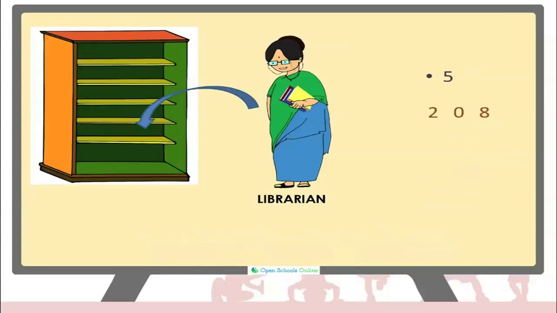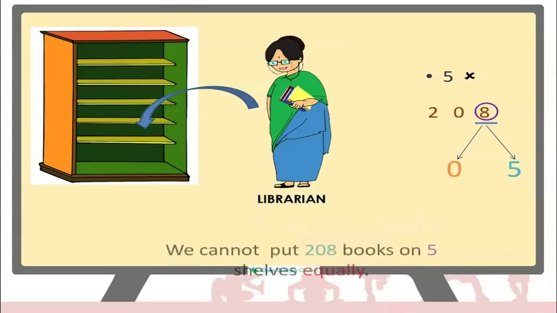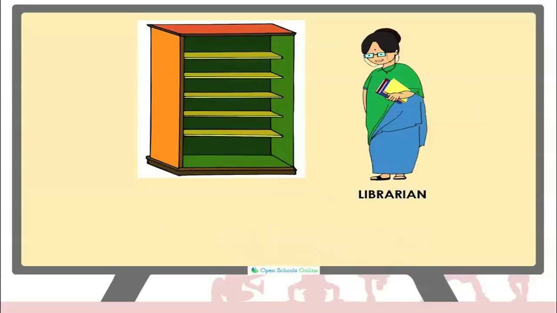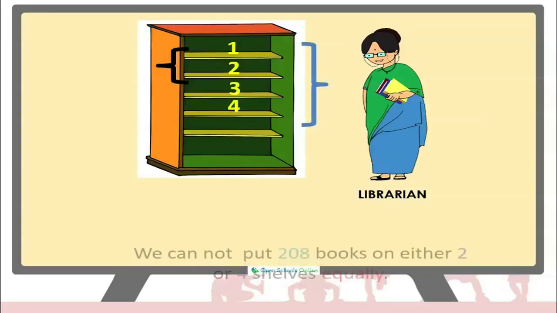Let's look at our last option, which is 5. As all of you might remember, the rule of divisibility of 5 is that a number is completely divisible by 5 if the digit in its ones place is either 0 or 5. But here we can clearly see that at the ones place the number is 8. That means we cannot arrange 208 books on 5 shelves equally. So after looking at all these options, we found out that the librarian can arrange 208 books on either 2 shelves or 4 shelves.